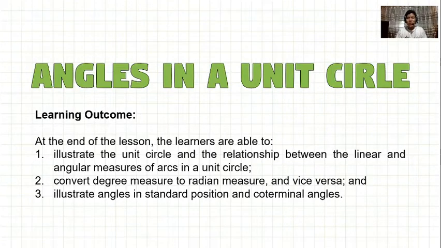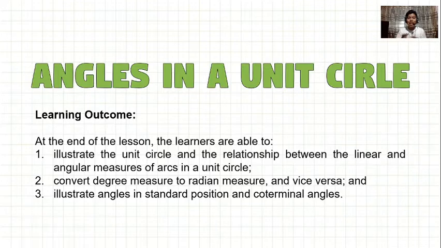Hello, everyone. So, this is the second part of our discussion on the topic angles in a unit circle. Here we will be discussing the length of an arc in a circle, which corresponds to the linear measure of the arc in a circle. From that, we will now know the relationship between the linear and angular measures of arcs in a unit circle. Then, after that, we will apply those concepts that we are going to learn to solve the area of a sector in a circle.